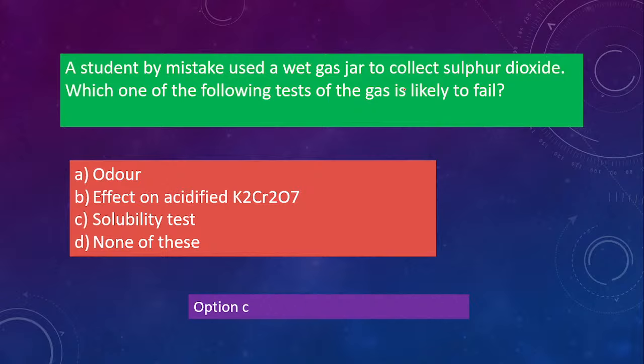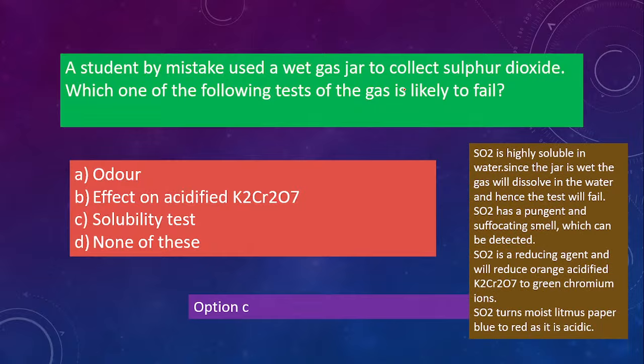Or even for K2Cr2O7, the color will change from orange. Potassium dichromate is orange in color. If you mix sulfur dioxide with potassium dichromate, the color will change to green. That's how you test sulfur dioxide gas. So SO2 is highly soluble in water. Since the jar is wet, the gas will dissolve in the water and hence the test will fail. So that is the reason.